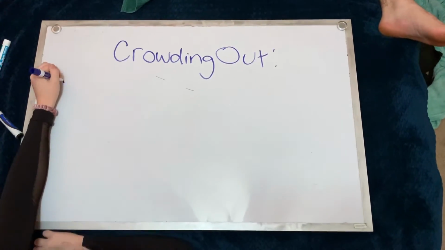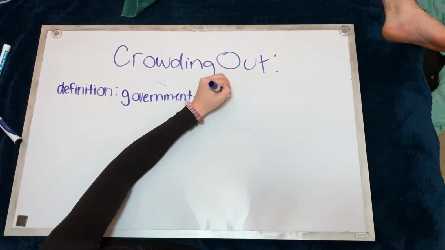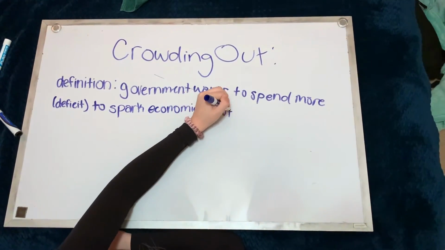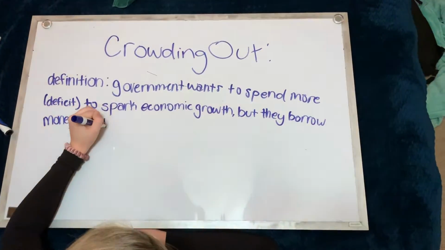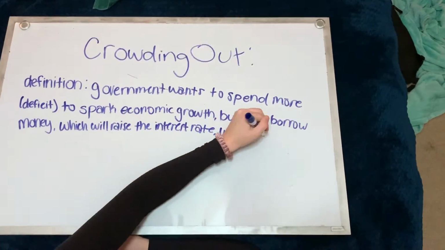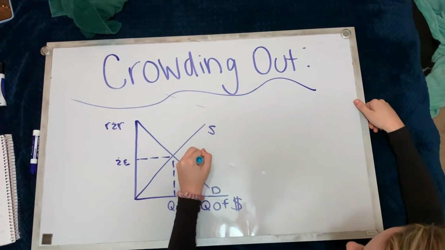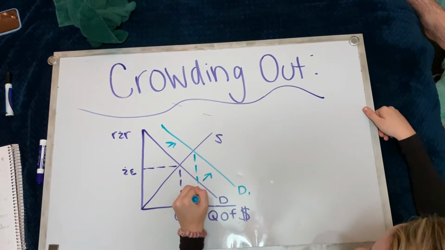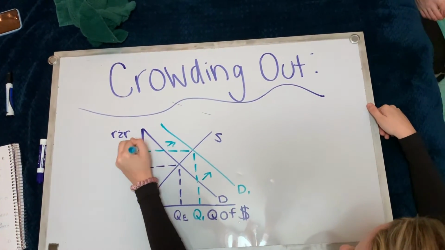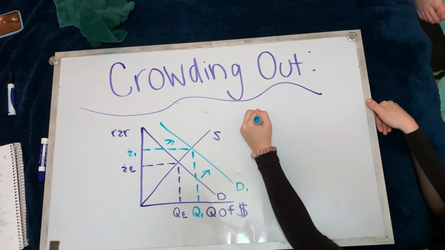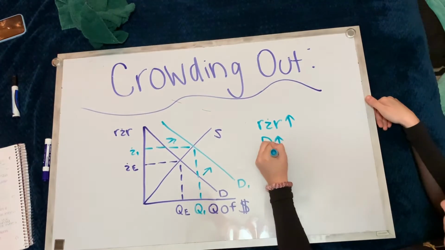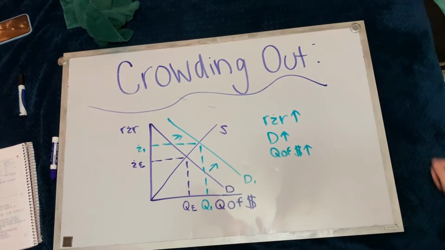Crowding out effect. Government wants to spend more, which causes a deficit, to spark economic growth, but they borrow money, which will raise the interest rate, which lowers investment. When graphing crowding out on a loanable funds graph, there will be an increase in the demand curve. This will then increase the real interest rate, and therefore also decrease the quantity of dollars.